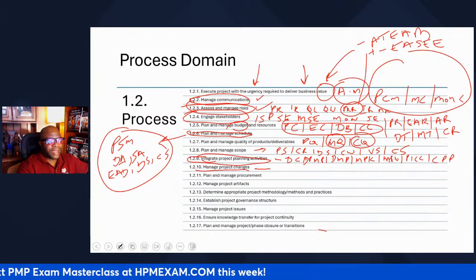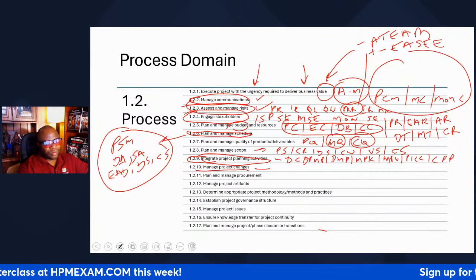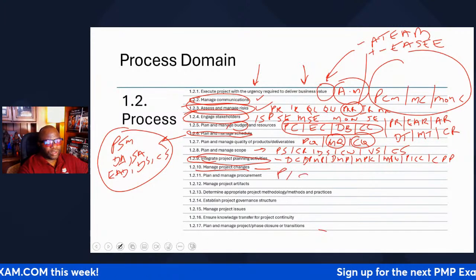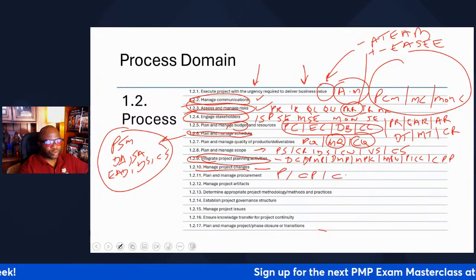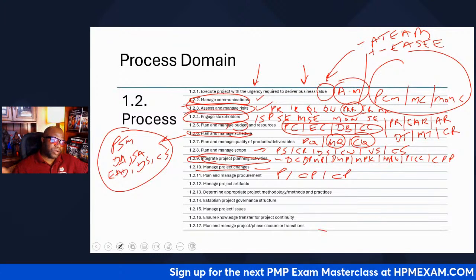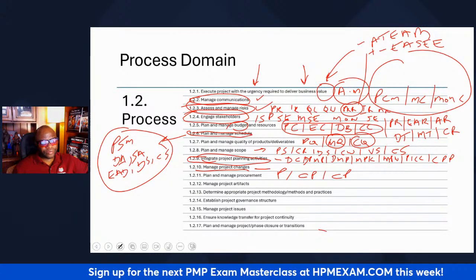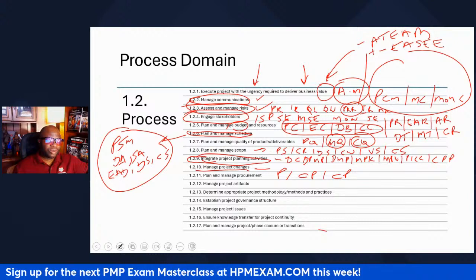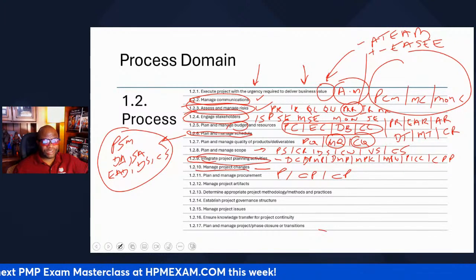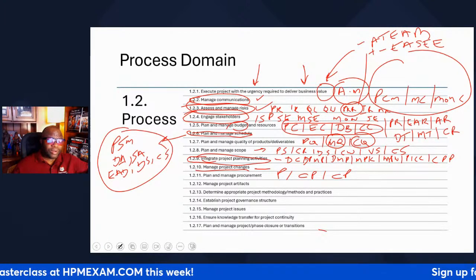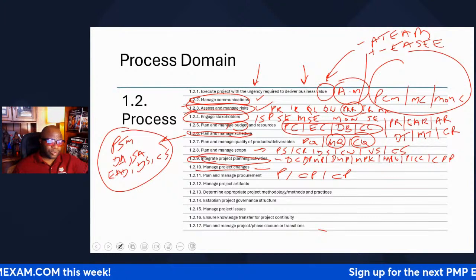Number 11, plan and manage procurement. Here we plan procurement management, we conduct procurements, and we control procurements in PMI's world. The way this is handled in Agile could differ. We could have experts on the team who understand how to effectively manage that specific procurement, or in the organization at large, we might have a procurement team.